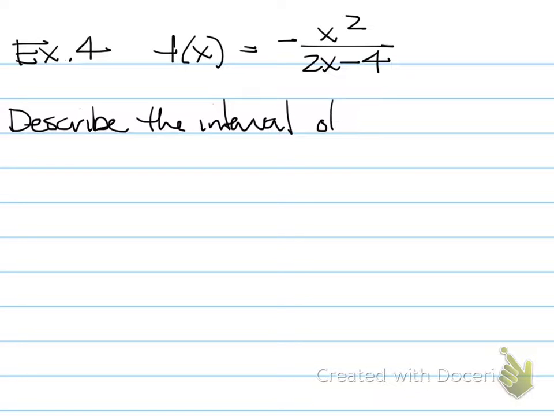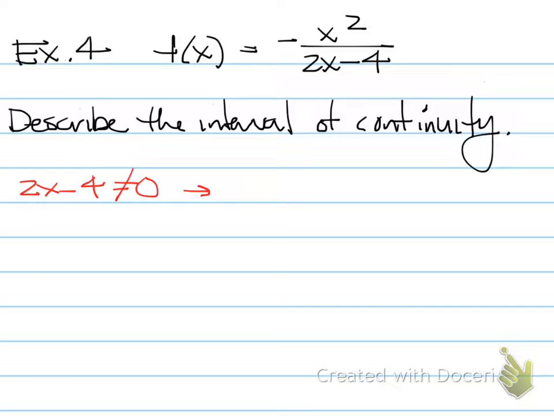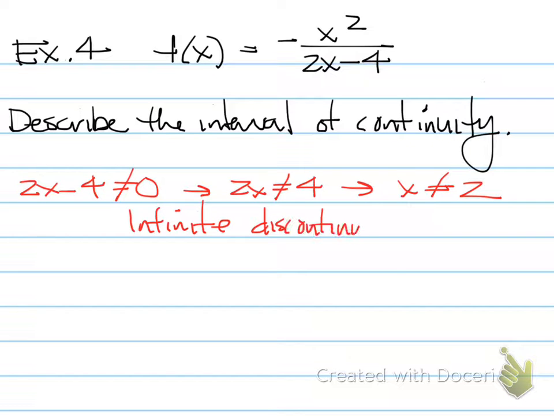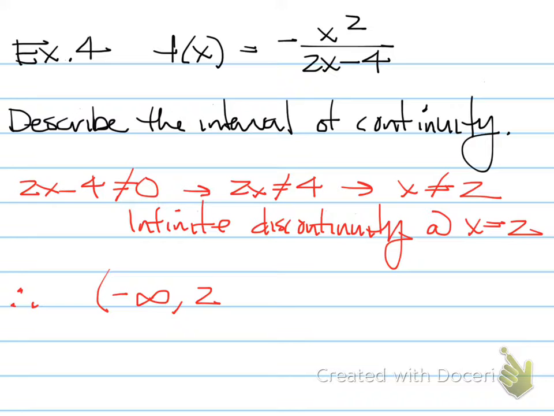All right, next example. We want to describe the interval of continuity. So we know that x, the denominator, cannot equal 0. So if we set the expression in the denominator equal to 0, we see that x cannot equal 2. There's an asymptote at x equals 2, so we say there's infinite discontinuity at x equals 2. Therefore, the interval of continuity will go from -infinity to 2, not including the 2, and then again from 2 to positive infinity.